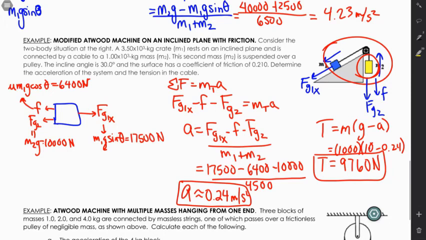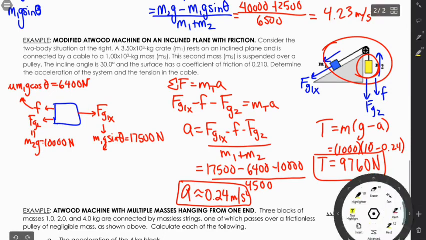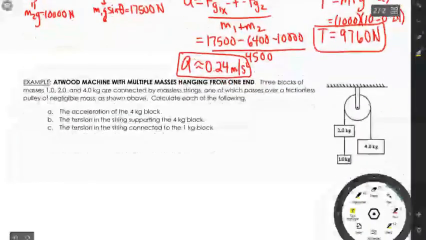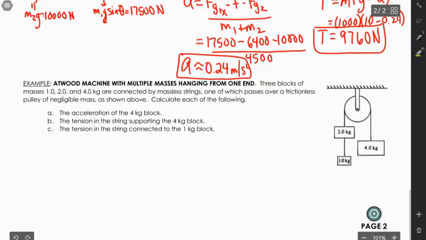Okay. Now let's look at this next one. What happens when we have multiple objects hanging off of an Atwood machine? Well, again, whole system and then break it down further. What happens is this tension and this tension are equal. This tension is not. That's its own tension, right? Anytime you have multiple objects hanging off of something, the tension in the rope is responsible for what's hanging off of it, right?